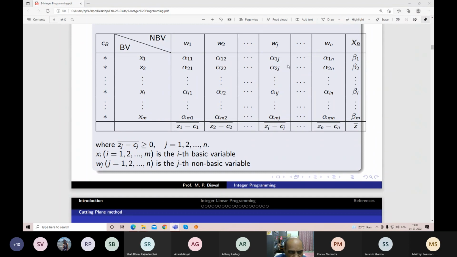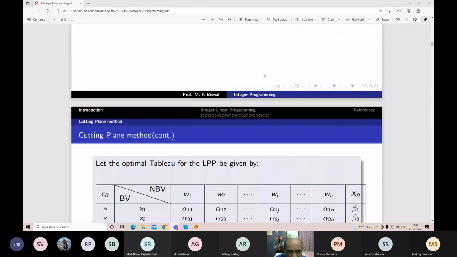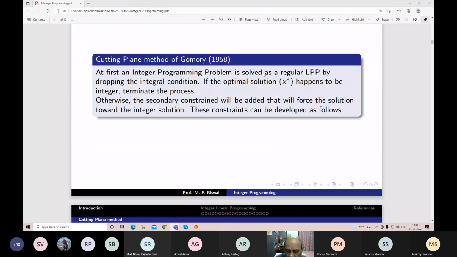So we find here the basic variable values beta 1, beta 2 up to beta m. Maybe all, or at least some of them are non-integer. If you find at least some of them are non-integer, then select the beta i which has the largest fractional part. With respect to the largest fractional part, you have to form the cutting plane.